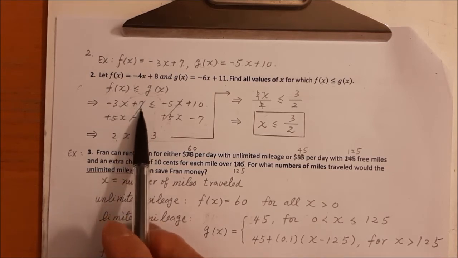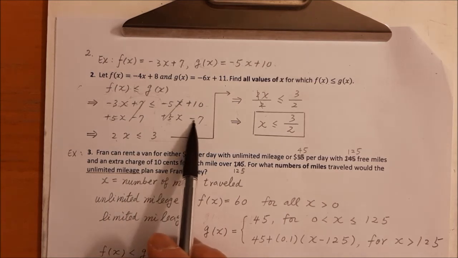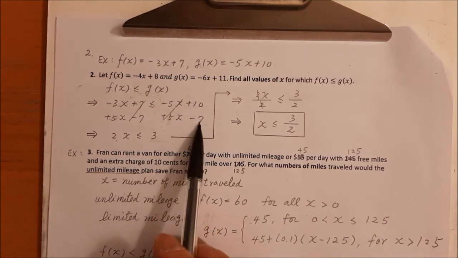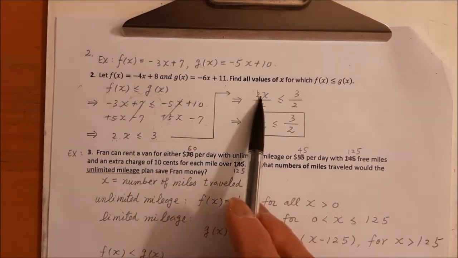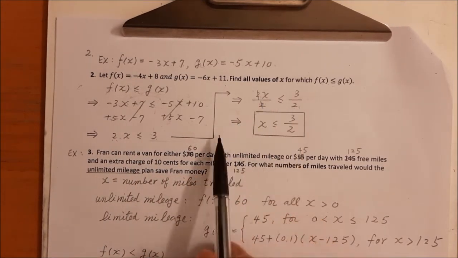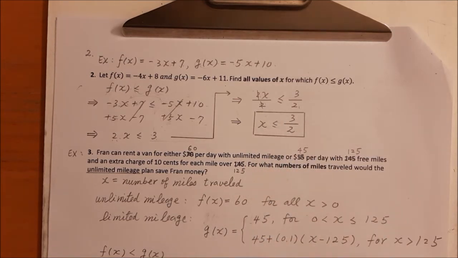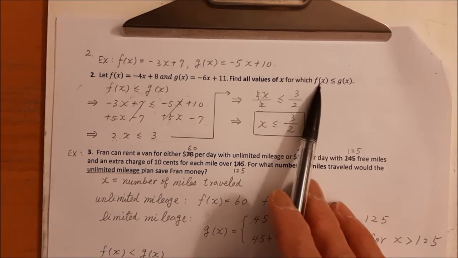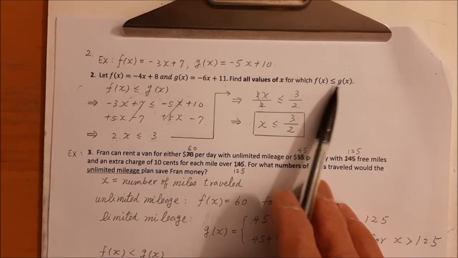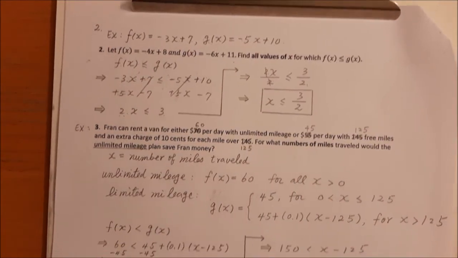Move positive 7 to the right-hand side. Plus 7 changes to minus 7. And then 10 minus 7 gets 3. Then divide by 2 on the left and the right. Cancel 2, we get x less than or equal to 3 over 2. That is all the solution of x such that the function f of x is less than or equal to g of x.